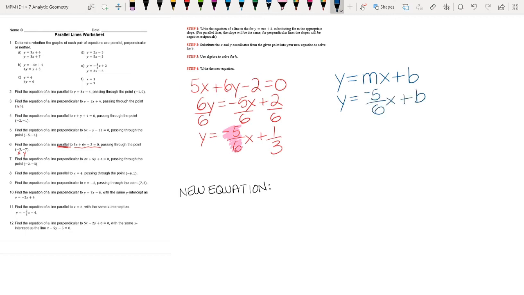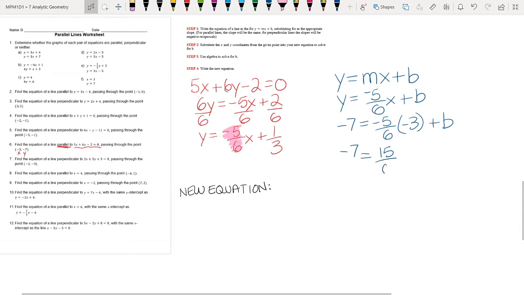And now I can substitute into the equation values for x and y. So y is negative 7, negative 5 over 6, and for x, we can get negative 3 plus b. Now we're trying to find the y-intercept, so we substitute in the x and y coordinates into the equation. So now when we do this, we get negative 7 is equal to positive 15 over 6.